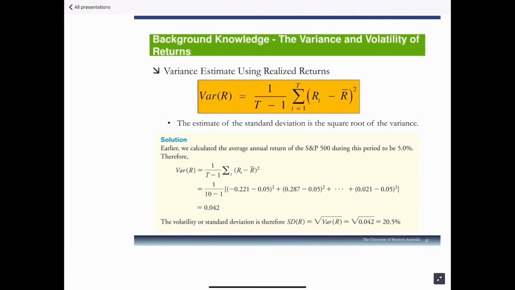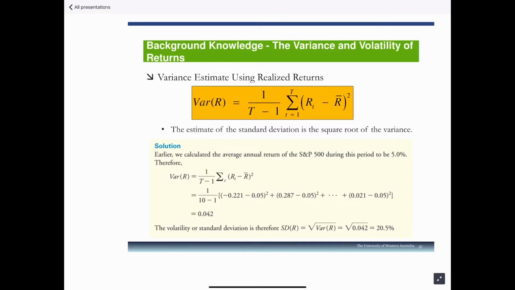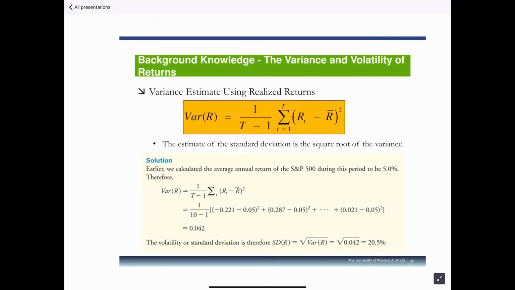Remember, the calculation here is just background knowledge that helps us understand the bigger picture, which is the relationship between risk and return, right? So you just need to know these formulas. The more important bit is what's after.